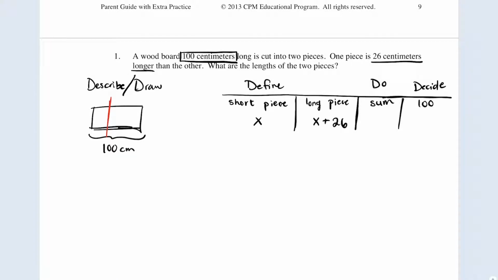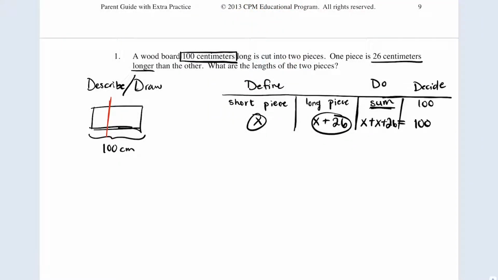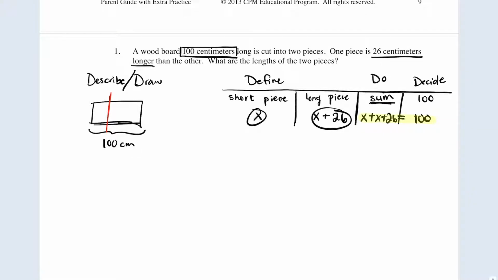Now what I'm going to write below sum is, I'm going to add these two things that I'm circling together, because that's what a sum is. We need to add those two things. So I'm going to do x plus 26, and then we're going to see if that is equal to 100. Let me highlight this. This right here becomes the equation that I'm going to solve. So let's write it out over here: x plus 26 is equal to 100.